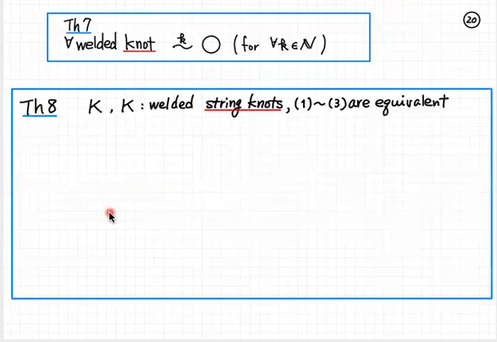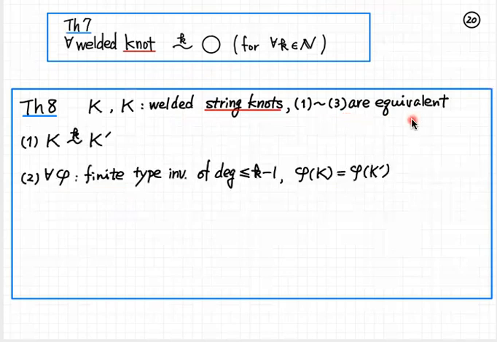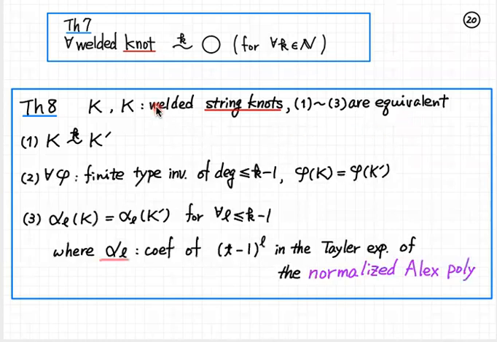Now theorem eight. For the string knot case, we have this result. Let K and K prime be welded string knots, then the following one to three are equivalent. Sorry, I forgot the prime here.